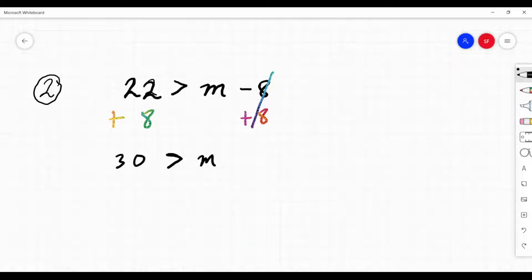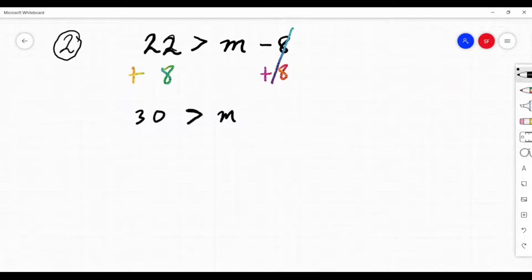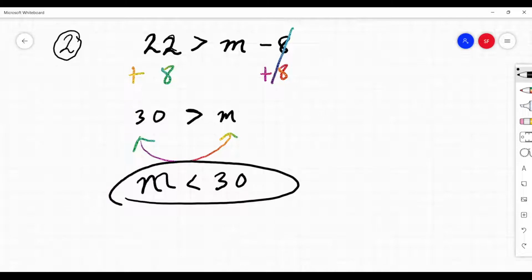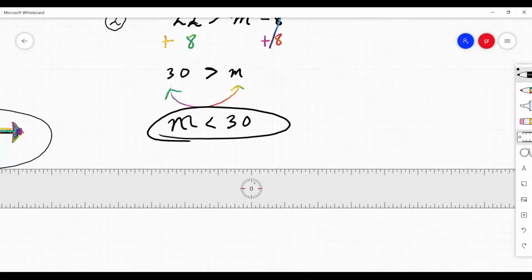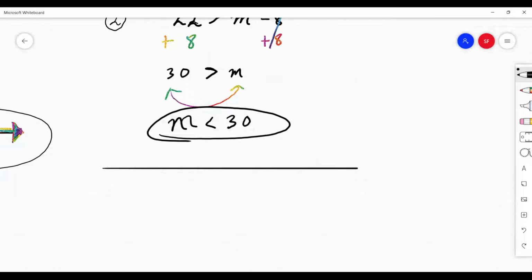Okay? In order to graph this and make it easy to graph and for whatever else, we need to flip it all around to where the m is on the left. So it's m is less than 30. Okay? So we're going to grab our straight edge and draw us a number line. So we can just flip it like that? We don't have to do work? You can just flip it like that. Just don't forget to flip the inequality around too.